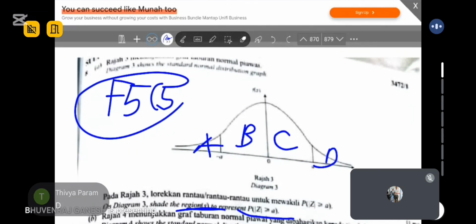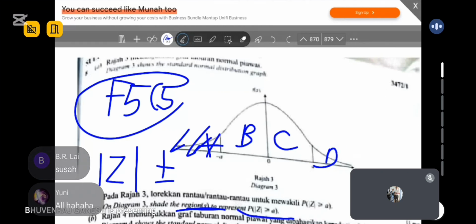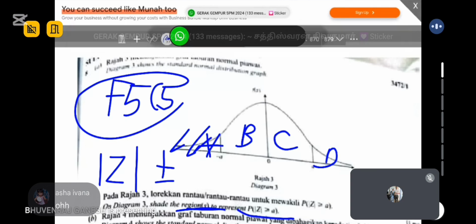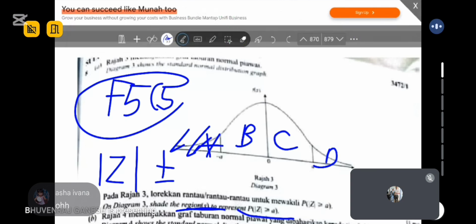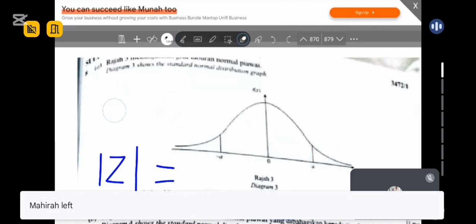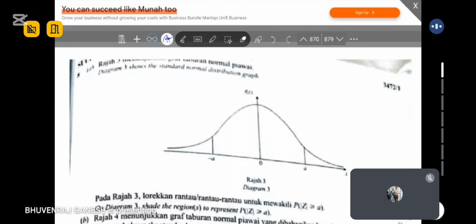So guys, whenever there is a modulus, what does it mean? Modulus means positive and negative. It means you have to shade both areas, A and D. Not all, A and D only. Modulus Z means it can be a or negative a. No, guys, no half mark. When the question is 1 mark, you either get 0 marks or 1 mark. There is no half mark in maths, guys. Don't be so hopeful. It's either 0 or 1. Understand? So you just shade the correct region.